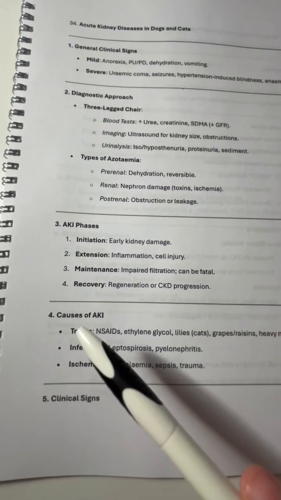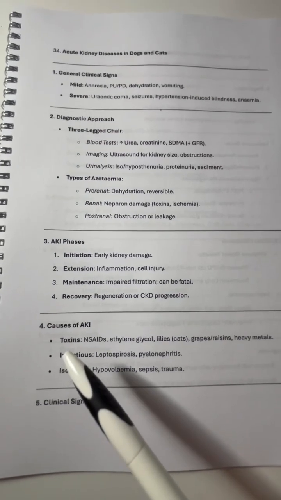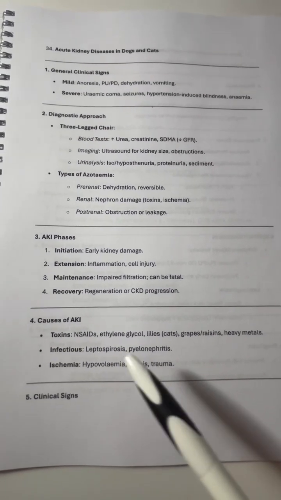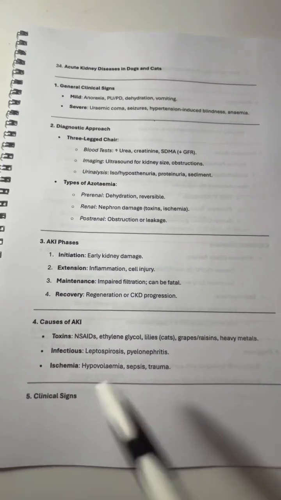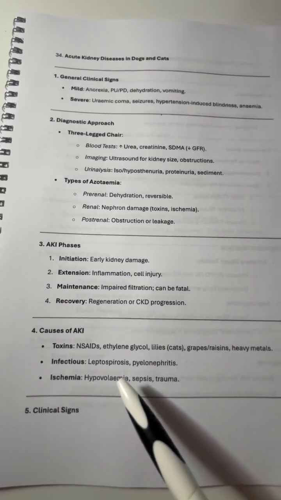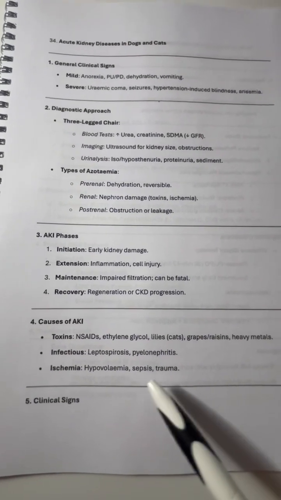The causes of acute kidney injury are toxins, infections, and ischemia. The toxins include NSAIDs, ethylene glycol, lilies for cats, and grapes and raisins and heavy metals. The infections include leptospirosis and pyelonephritis. And ischemia can be caused by hypovolemia, sepsis, or trauma.